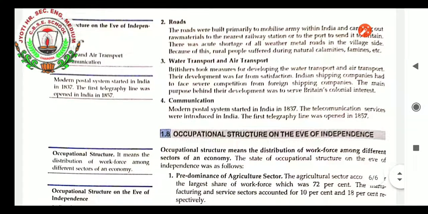Communication. The modern postal system started in India in 1837. Telecommunication services were introduced in India. The first telegraph line was opened in 1857.